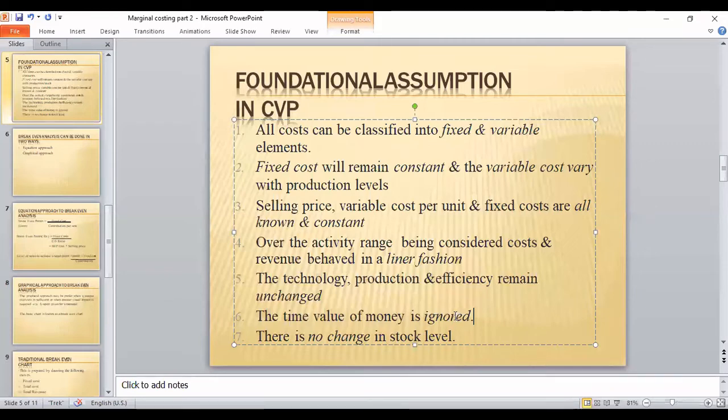There was a time when even 1 rupee had more value. Okay, in today's situation, if you see, 1 rupee has nothing. Okay, so that we have to ignore.